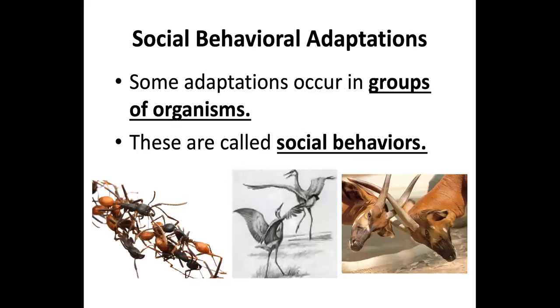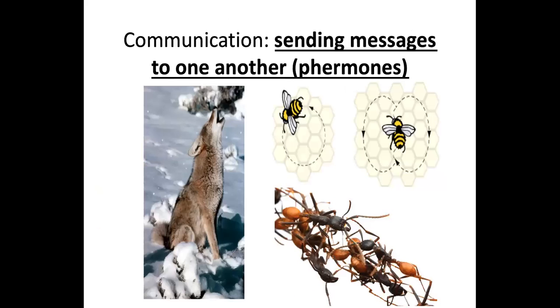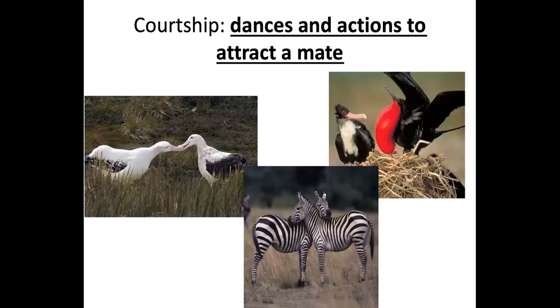All right, next is social behavioral adaptations. Some adaptations occur in groups of organisms, and these are called social behaviors. The first of these is communication. This is essentially sending messages to one another, and this is done via pheromones. Ants have them. Next is courtship. These are mating rituals, different dances or actions that animals do to attract a mate.